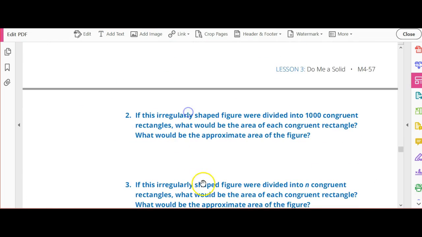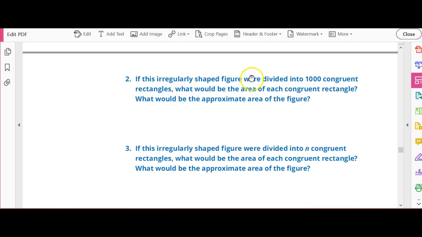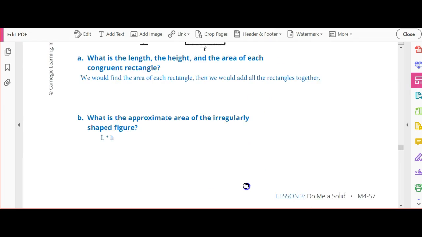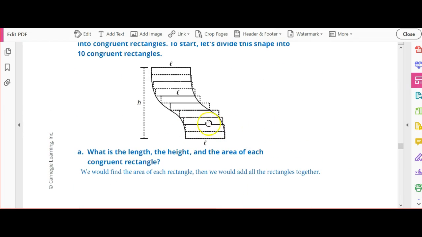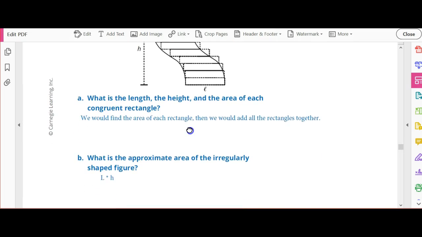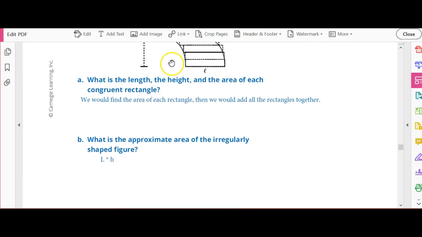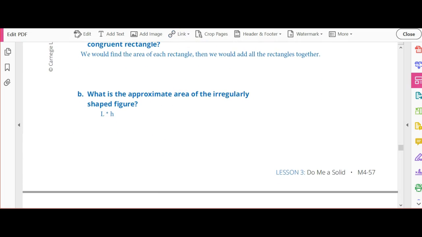Okay? So if this irregularly shaped figure were divided into 1,000 congruent rectangles, what would be the area of each congruent rectangle? So here we have it divided into 10 congruent rectangles. So each of these, actually, we should probably even do better with this formula. Let's go back and look at this formula again. Okay, so we can really get it. So they're asking us, what is the approximate area?